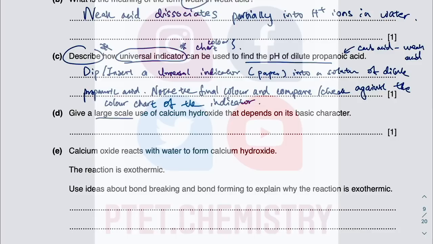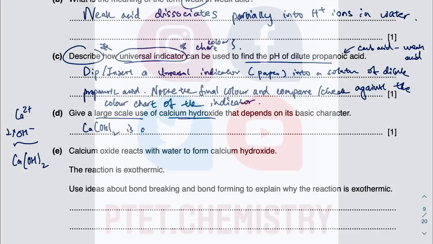Give a large scale use of calcium hydroxide. So this is actually in agriculture. Calcium hydroxide is calcium 2 plus and hydroxide. You will know the formula, where you need 2 hydroxides in order to balance the formula, so there is no charge overall.